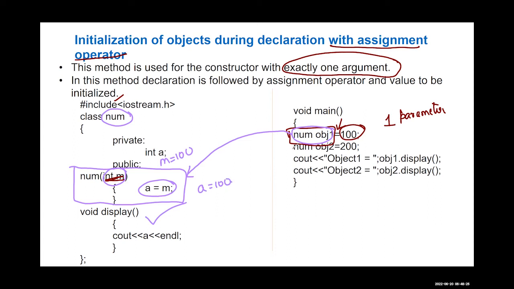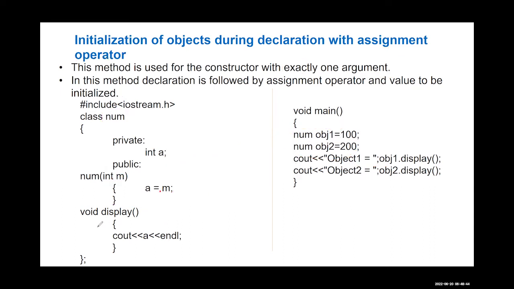Next, when it comes to object 2, I am saying it is equal to 200. Same, constructor is going to get invoked and A is going to get a value 200, right? Now in the cout, I am saying object 1 display, object 2 display, obviously 100 and 200 is going to get printed. I hope this is clear to you all. So let us see the output. Output is going to be 100 and 200.